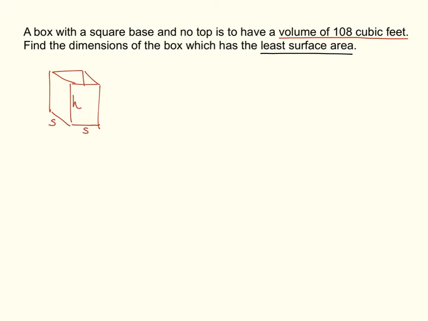So the optimization equation for the surface area of this box will be the surface area will equal s squared for the base plus 4hs for each of the four sides, 1, 2, 3, 4. And there is no top. Now, in order to help optimize that, we know the volume, which is 108 cubic feet, can be computed by multiplying the base of the square, which is a square, times the height.